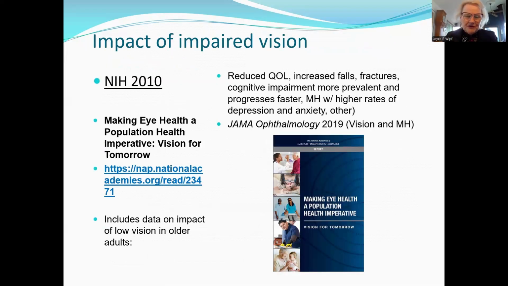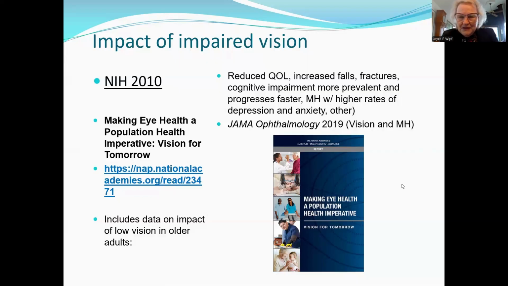I think this is an important potential resource if you're interested in this issue or wanting to better understand how impaired vision impacts our patients. More making eye health a population health imperative, vision for tomorrow, and just the impact on data of impact on low vision in older adults, reduced quality of life, increased falls, fractures, cognitive impairment, more prevalent, progresses faster, mental health with higher rates of depression and anxiety, and JAMA Ophthalmology 2019 on vision and mental health.